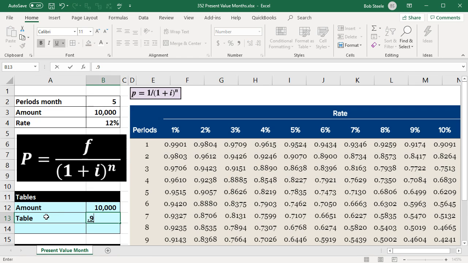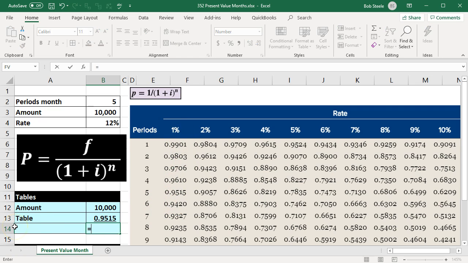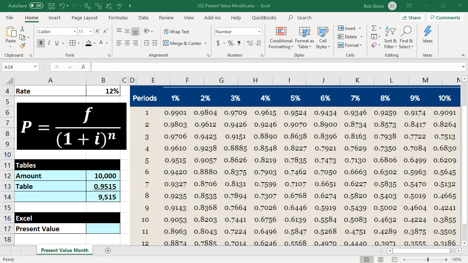So 0.9515 is 1%, 5 periods. If we multiply that out, then we have the 10,000 times the 0.9515, and that's going to be our total. That's going to be the present value.